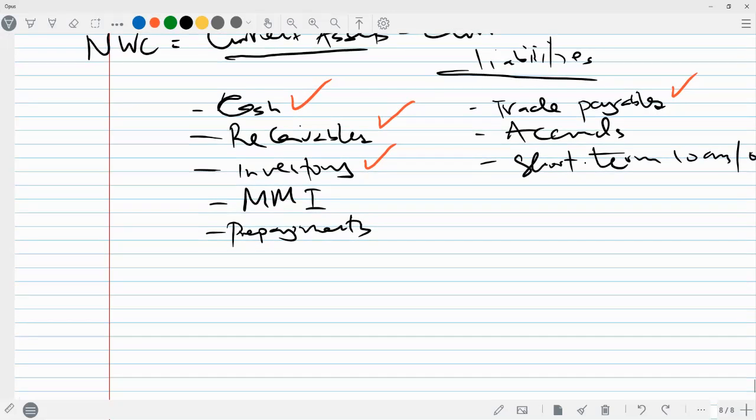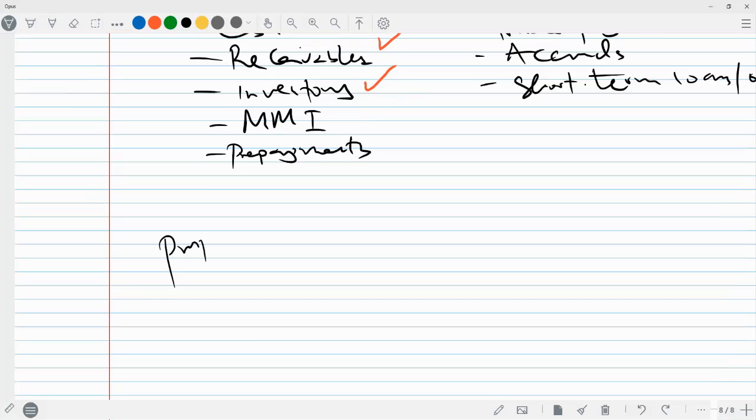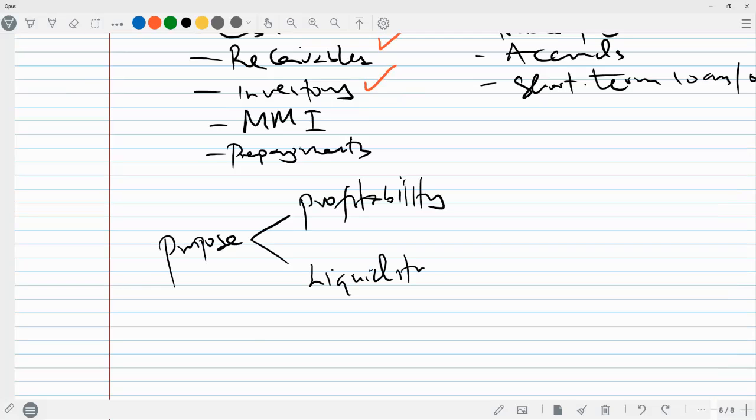Now we go back. Why do we need to manage these components? Why do you need to manage cash? Why do you need to manage receivables? Why do you need to manage payables? What's the objective? What's the purpose? There are two key goals of managing working capital. One is to make profit, of course, as you're a commercial company. And two is to be able to remain liquid, the liquidity objective.